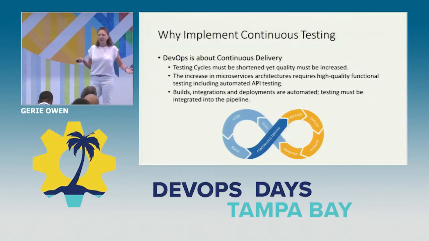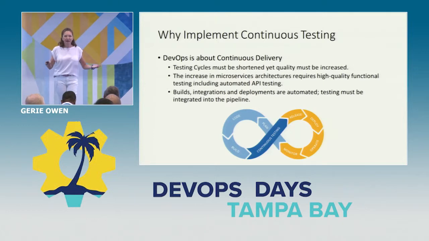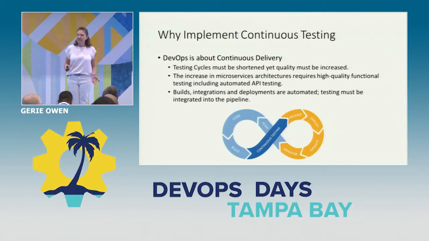So why do we want to implement this? Well, DevOps is about continuous delivery. How do we support that? Well, testing cycles have to be shortened, yet quality has to be increased. There's the increase in microservice architecture, and that requires high-quality functional testing as well as automated API and non-functional testing. Builds, integrations, and deployments are automated, and testing has to be implemented throughout the entire pipeline. And we have to test that integration.